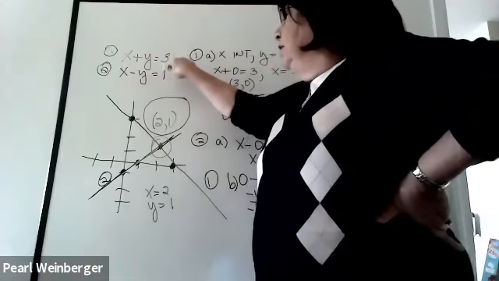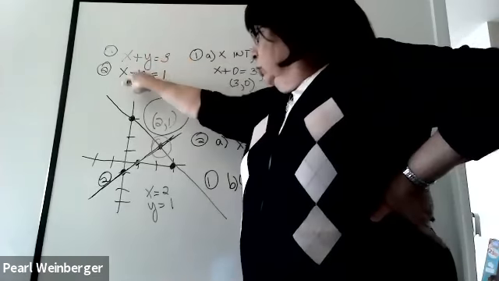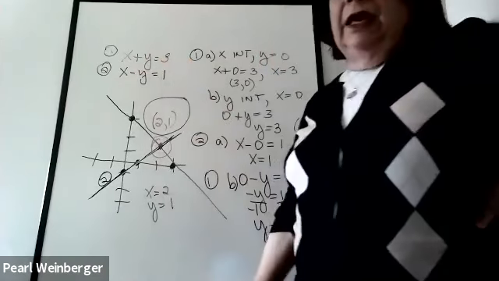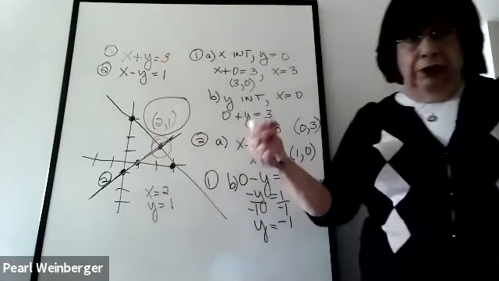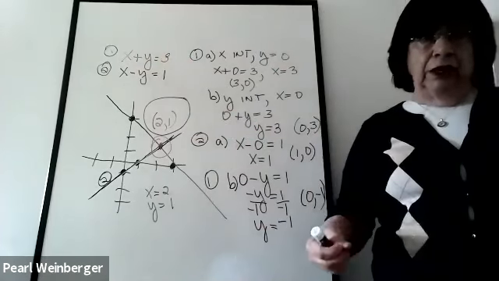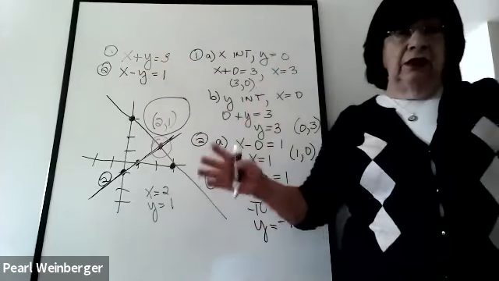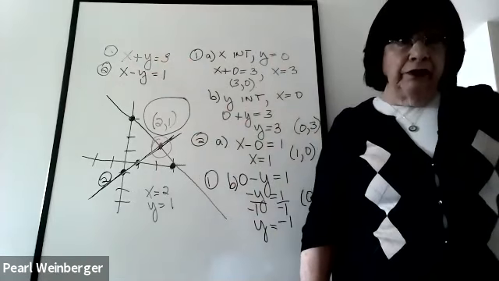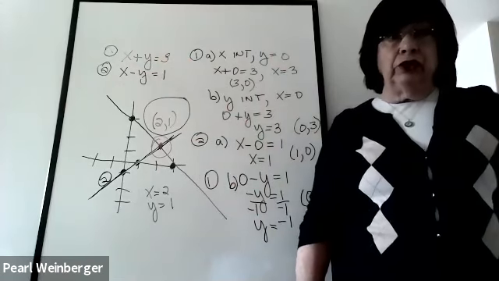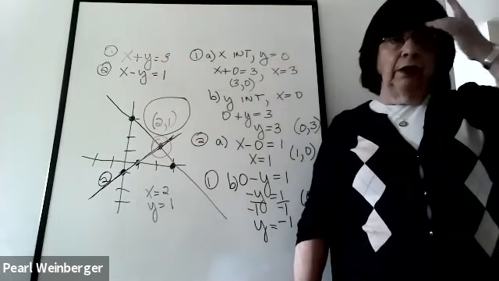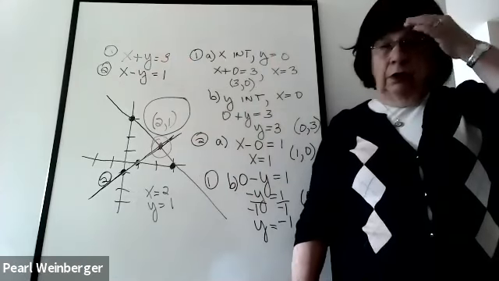Notice it is the solution because it works. 2 plus 1 gives us 3. 2 minus 1 gives us 1. In order for it to be the solution, it has to work in both equations. This is the way we would have solved the system of equations graphically.